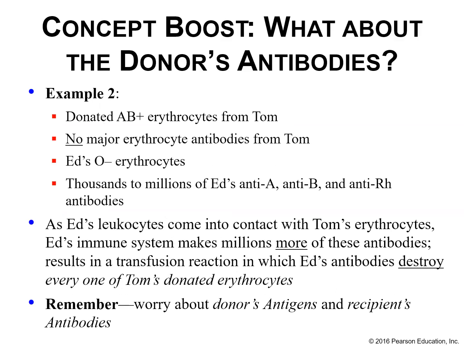This is the second example. You see donated AB red blood cells from Tom. Remember, there are no major erythrocyte antibodies from Tom because he's AB positive. And then you have Ed's O negative red blood cells. Remember, there are thousands to millions of Ed's anti-A, anti-B, and anti-Rh antibodies. So as Ed's leukocytes come into contact with Tom's red blood cells, Ed's immune system makes millions more of those antibodies. That results in a transfusion reaction, in which Ed's antibodies destroy every one of Tom's donated red blood cells.